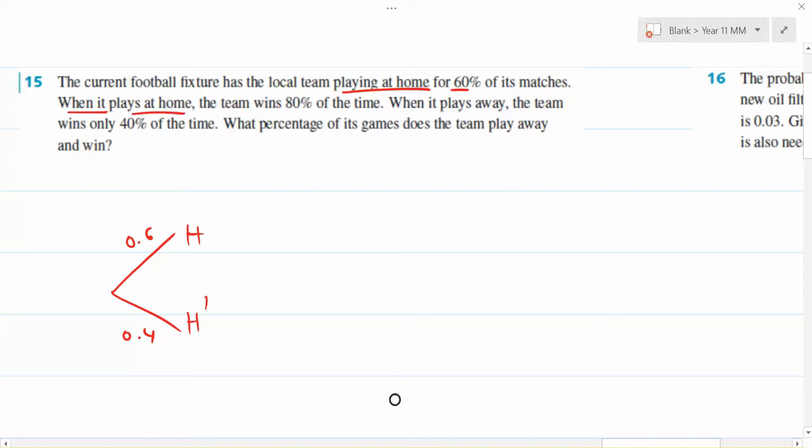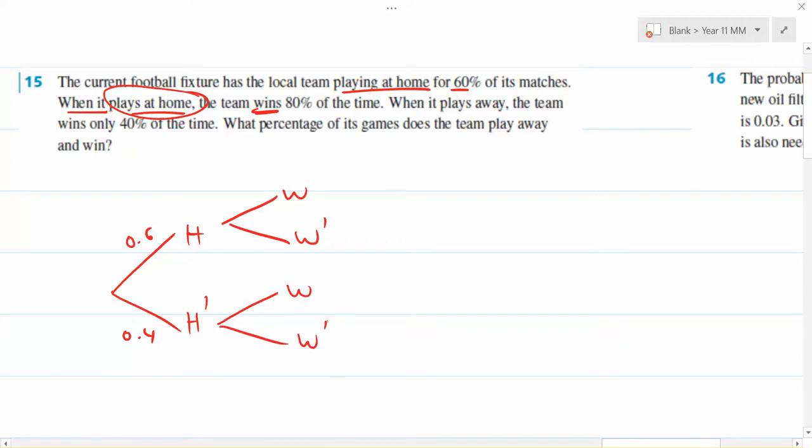When it plays at home, so it says when it plays at home, so there's a condition. When I do play at home, the team wins. Okay, so that's a condition. I have to play at home. So when I do play at home, the chances of me winning is 80% of the time. So I either win or I don't win. Or I don't play at home and I either win or I don't win.